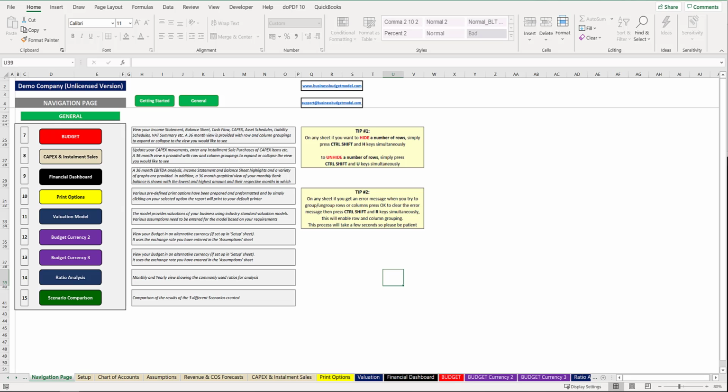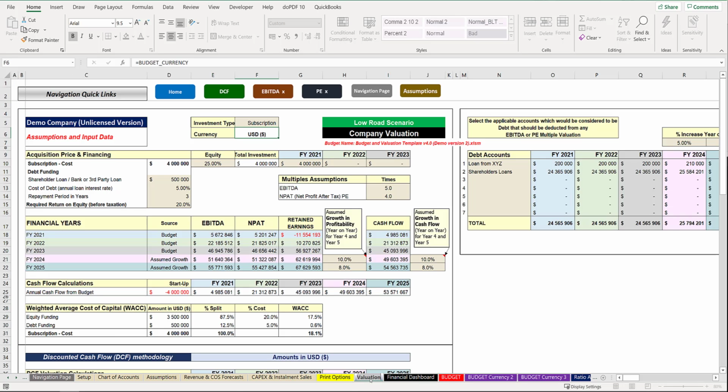To access the valuation sheet, we can select it from the navigation page. It's number 11, Valuation Model. Alternatively, we can simply click on the valuation worksheet down at the bottom, and the following page will appear.